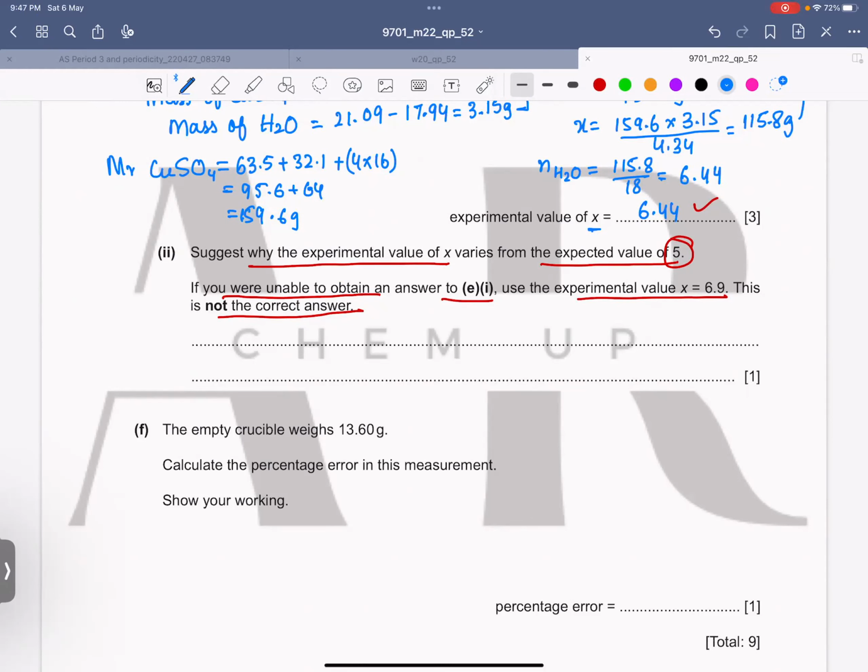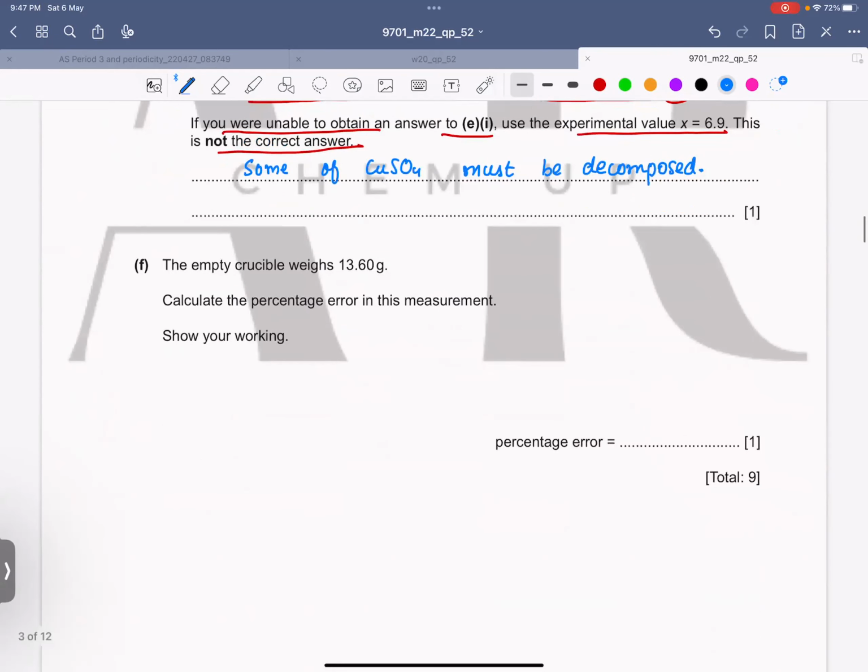Okay. So here I will write that some of the copper sulfate must be decomposed. Now, next part: the empty crucible weighs 13.60 gram. Calculate the percentage error in this measurement.